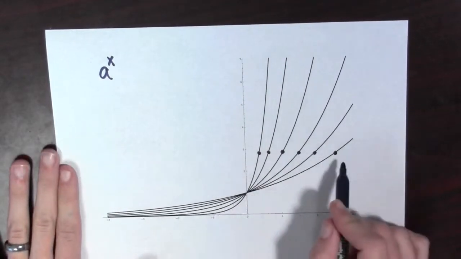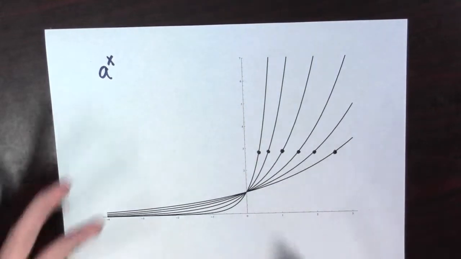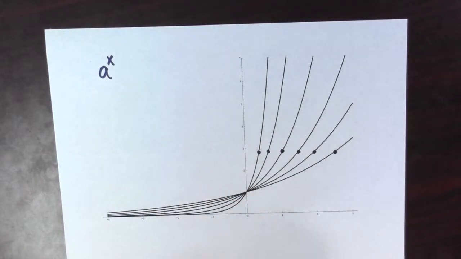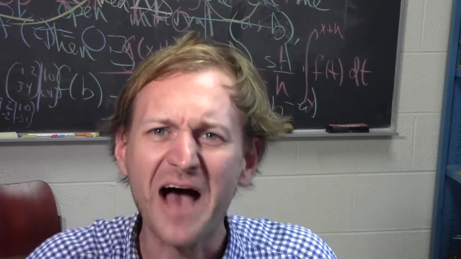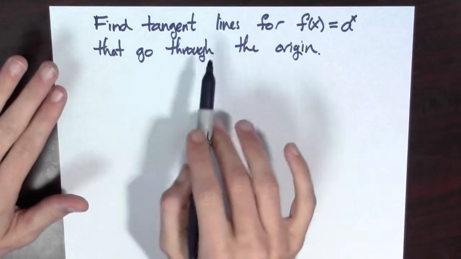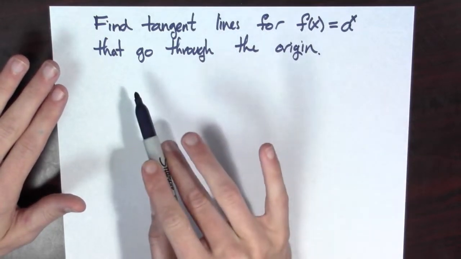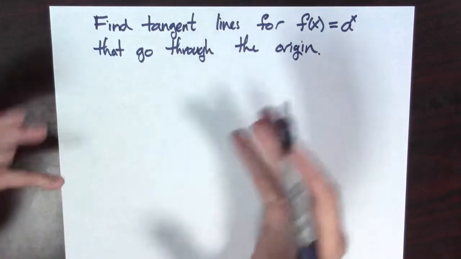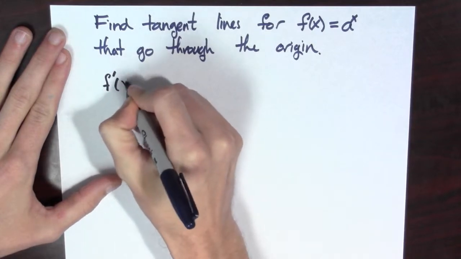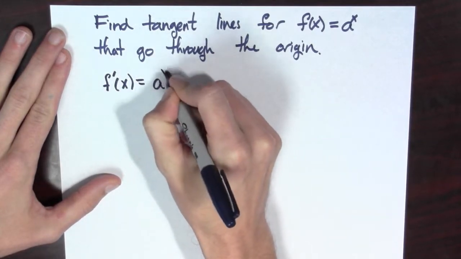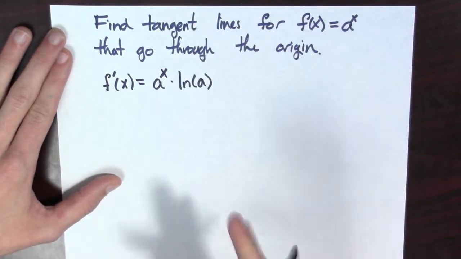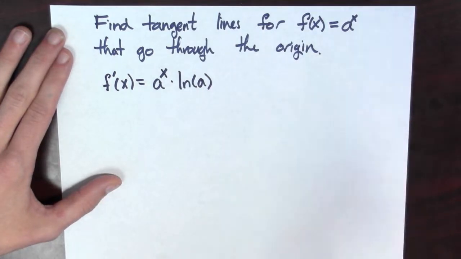Well, this is interesting. I wonder where these points are. It kind of looks like they might all be on a horizontal line, but it's hard to say. What are the y values for those points that I just plotted? I need to find tangent lines for f of x equals a to the x that go through the origin. If I need to find a line, I have to find a slope. So f prime of x is equal to a to the x times natural log of a. We learned this week that this is the derivative of a to the x.